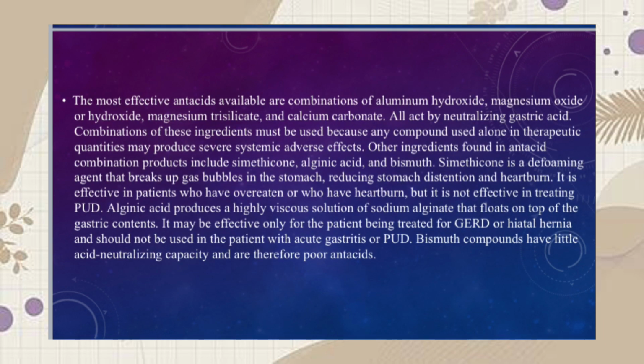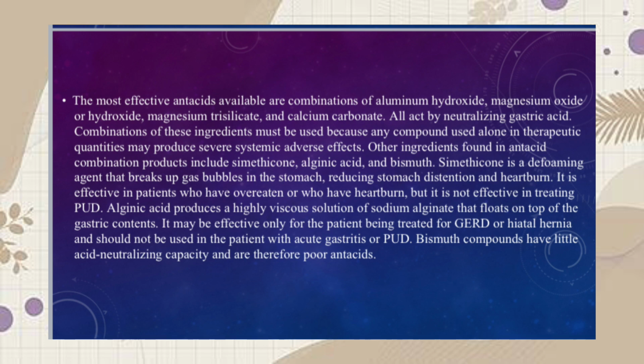The most effective antacids available are combinations of aluminum hydroxide, magnesium oxide or hydroxide, magnesium trisilicate, and calcium carbonate. All act by neutralizing gastric acid. Combinations of these ingredients must be used because any compound used alone in therapeutic quantities may also produce severe systemic side effects. Other ingredients found in antacid combination products include simethicone, alginic acid, and bismuth.